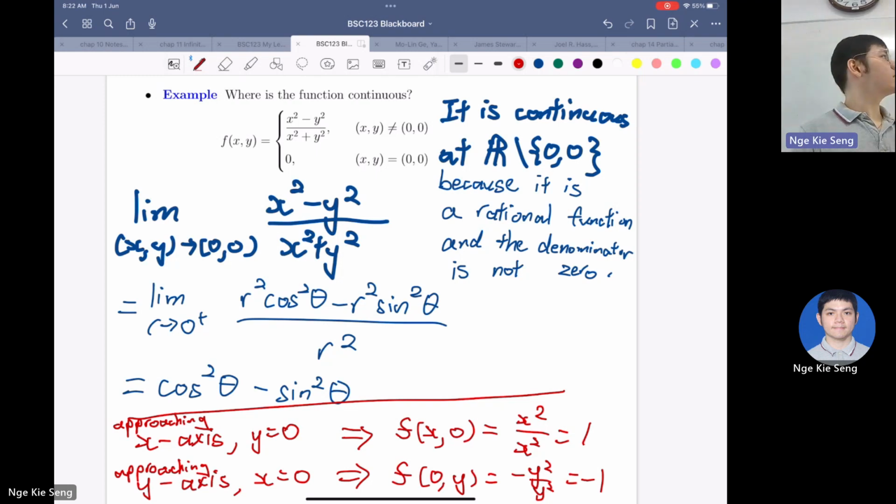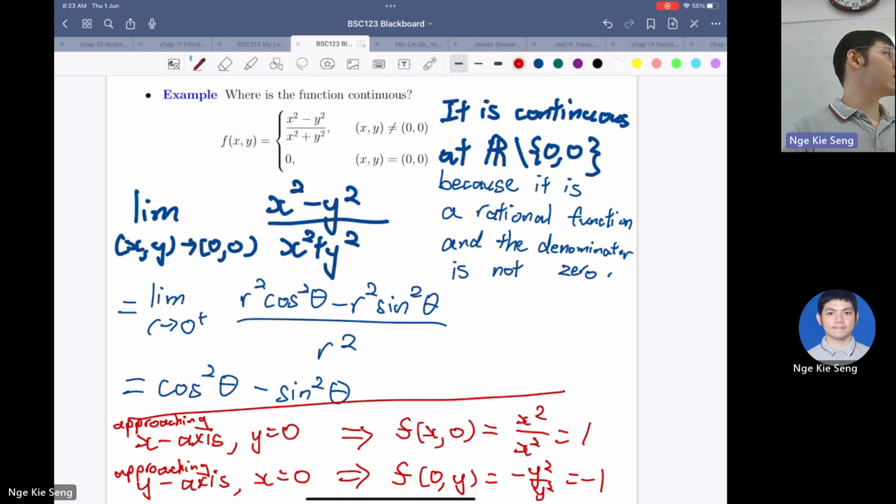So what's really going on here? This is x squared minus y squared over x squared plus y squared. If you approach the y-axis, this is the y-axis, where do the points go? They go to minus 1. If you approach the x-axis, all the points go up to 1. So if you go in a different path, you get a different value.